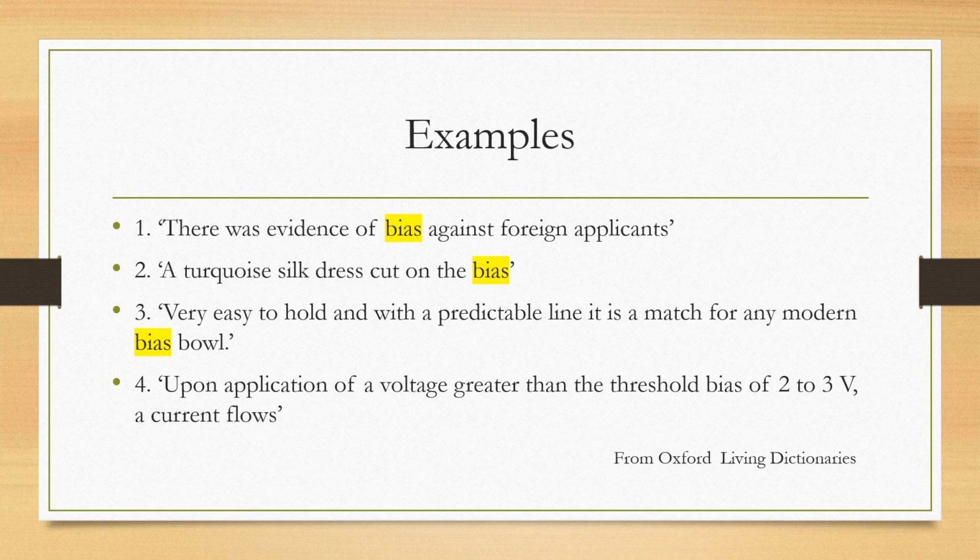This is each example from the dictionary. First, there was evidence of bias against foreign applicants. Second, a turquoise silk dress cut on the bias. Third, very easy to hold and with a predictable line, it is a match for any modern bias bowl. Fourth, upon application of a voltage greater than the threshold bias of 223 V, a current flows.